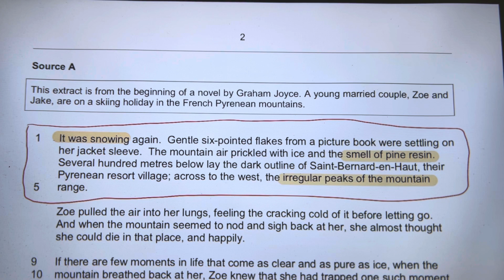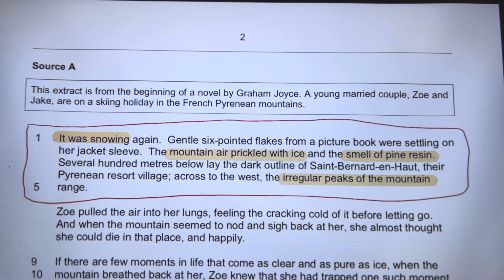Now, the 4th point that I want to pick, guys, is I just want to show you how you can also almost infer. So it says here, guys, the mountain air prickled with ice and the smell of pine resin. Several hundred meters below lay the dark outline of St. Bernard on Hull. Now, where it says here that the mountain air prickled with ice, that could be my 4th point. And from this point, I can infer that Zoe felt cold.